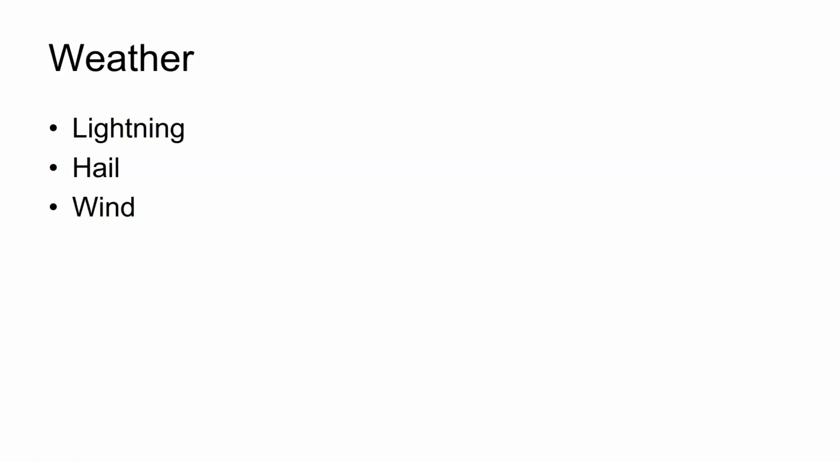Let's look at weather. Weather is very interesting because it's an abiotic part that's very important for plants, because plants have to have proper weather to grow. Sometimes the weather isn't adequate or isn't proper for them. We've got three things we need to look at: lightning, hail, and wind.